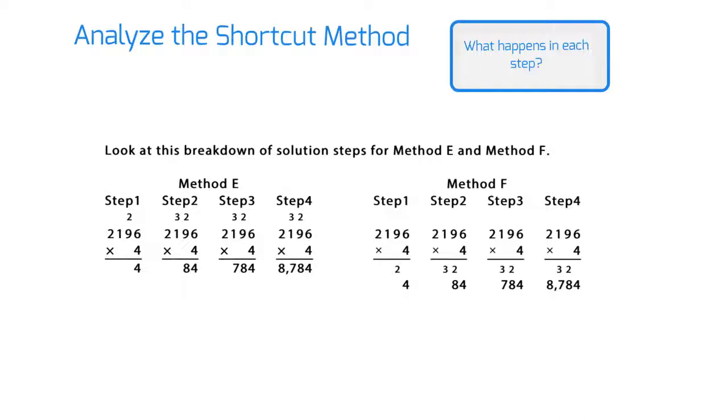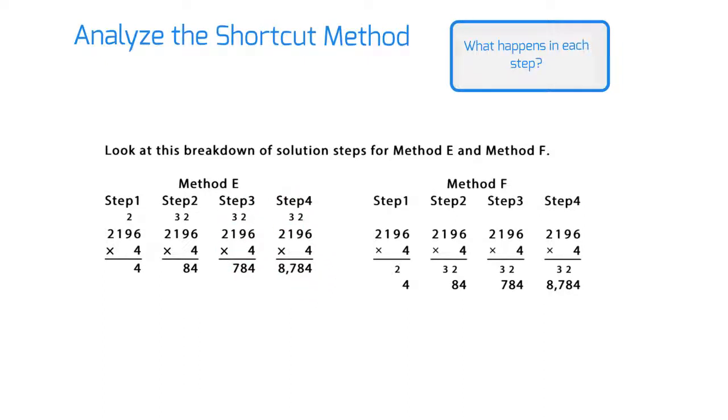Okay, so let's analyze the shortcut method. So we want to ask ourselves, what's happening in each step of these methods E and F? So let's look at the breakdown here, and as I look at each of the methods, I notice here in method E that step 1 is shown, which is multiplying the ones, 6 times 4, which gives me 24. Step 2, what's happening in step 2? It's showing the multiplication of the tens. 9 times 4 is 36, plus 2 more is 38, which is shown as the new groups above. Step 3 is multiplying the hundreds, and step 4 is multiplying in the thousands.